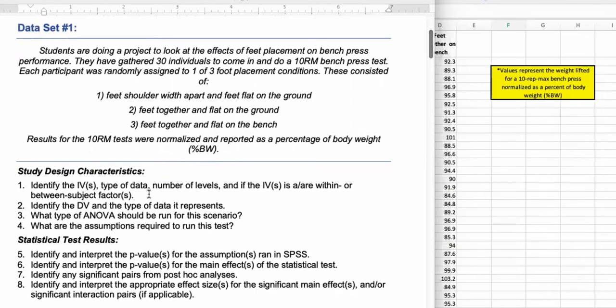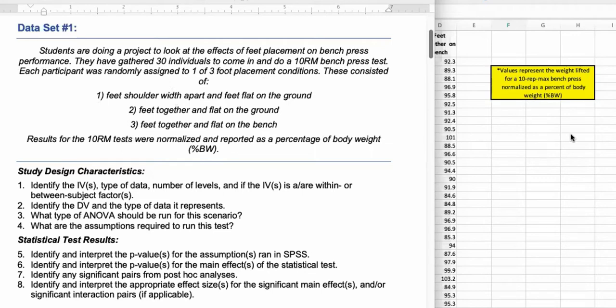For data set 1, our research scenario is that students are doing a project to look at the effects of feet placement on bench press performance. They have gathered 30 individuals to come in and do a 10 RM bench press test. Each participant was randomly assigned to one of three foot placement conditions. These consisted of feet shoulder width apart and feet flat on the ground, feet together and flat on the ground, and then feet together and flat on the bench. The results for the 10 RM tests were normalized and reported as a percentage of body weight.